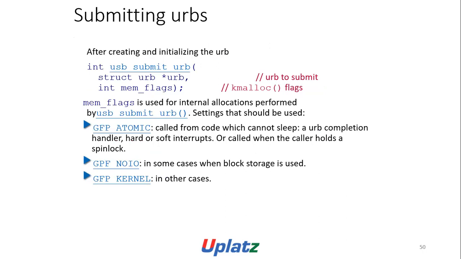Submitting a URB: creating and initializing the URB to submit, with the mem_flags. The flags are used by the internal allocation performed by usb_submit_urb, setting what should be used. GFP_ATOMIC is called from code which can run in a URB completion handler, interrupt or soft interrupts, or when the caller holds a spin lock. GFP_NOIO is used in some cases, when block storage is used; GFP_KERNEL in other cases.